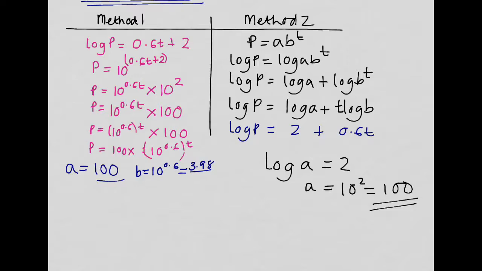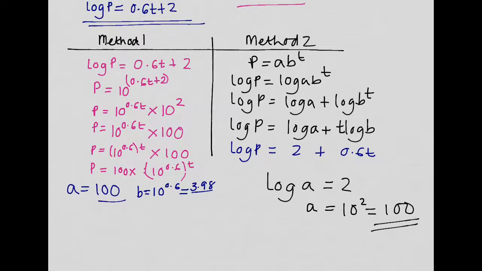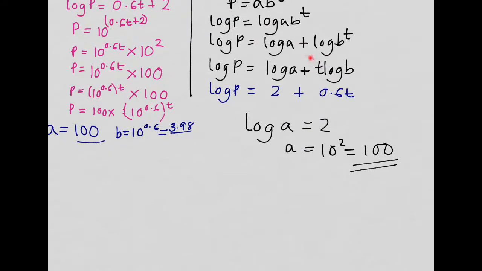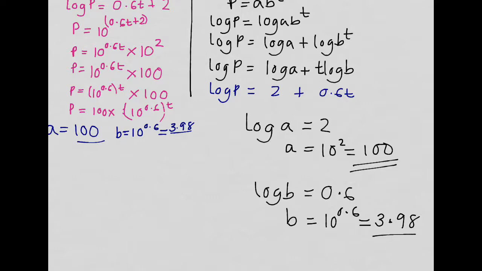And we can also say, I'm just going to move it down a bit so we can do that comparison from here to here. We can also say that here that t and that t go together, so this log b is equal to 0.6. So log b is equal to 0.6, so b is equal to 10 to the 0.6, which is equal to 3.98. So it doesn't get you different answers, it's just different ways of seeing it.